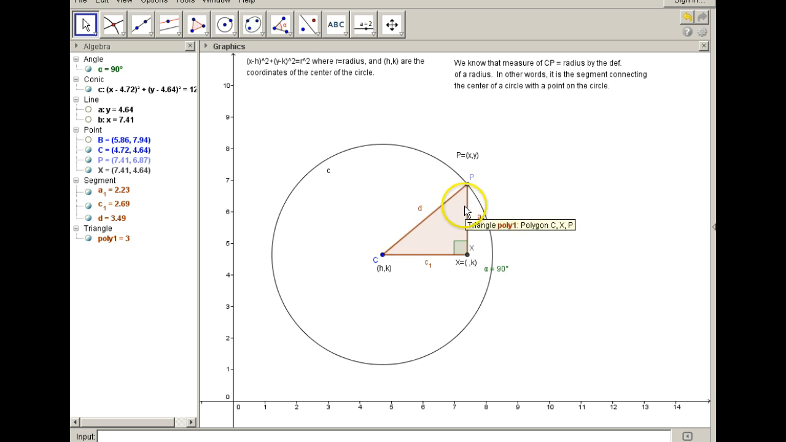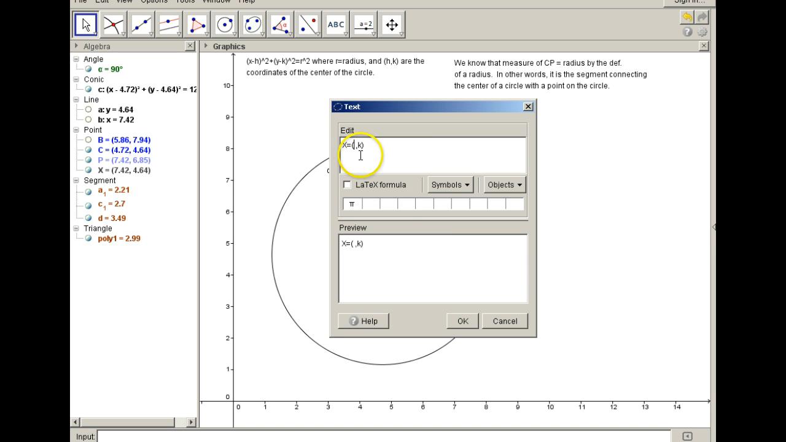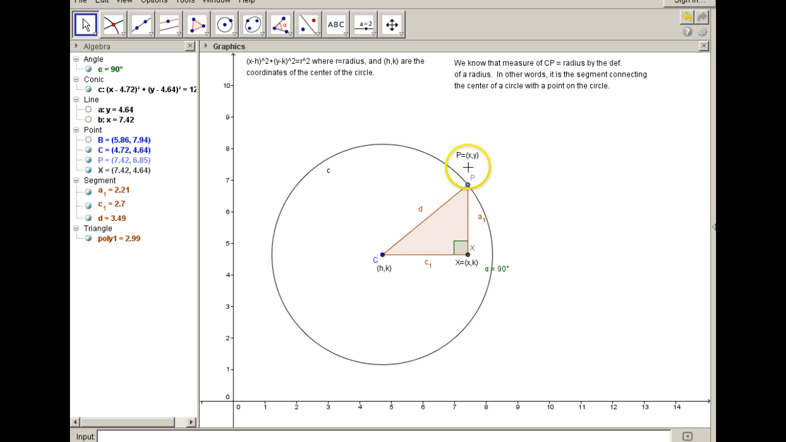Okay, but then what about its X value? Remember that it always stays vertical to point P, right? So it's on a vertical line here, so its X value is always going to be the same as point P. So if point P is at X, Y, then point X would be at X also for its X value. So it's at X, K, so that it's lined up there.